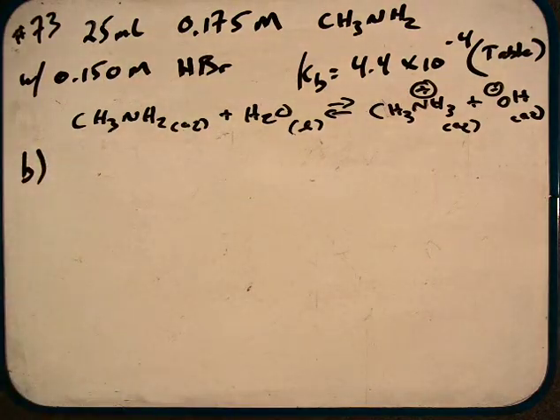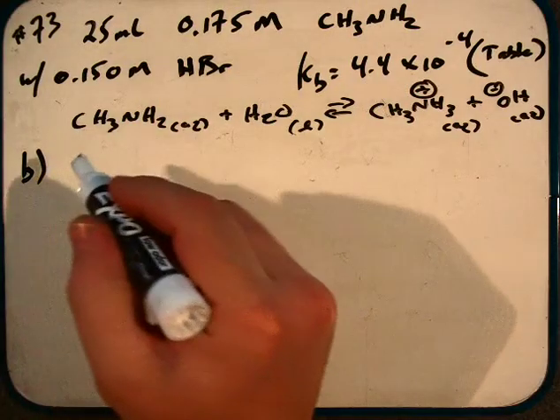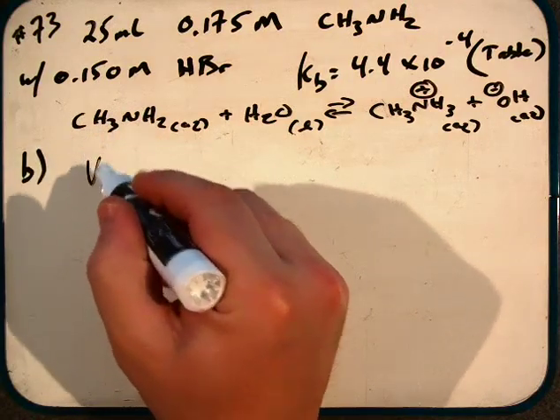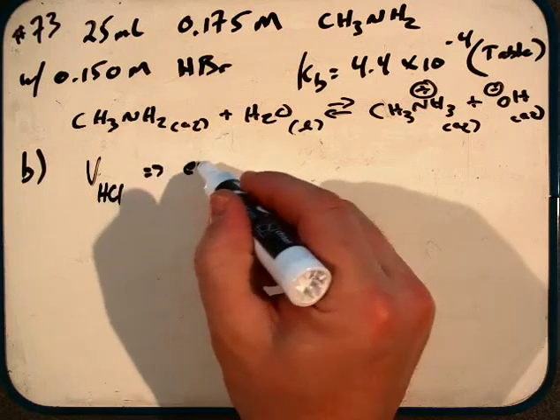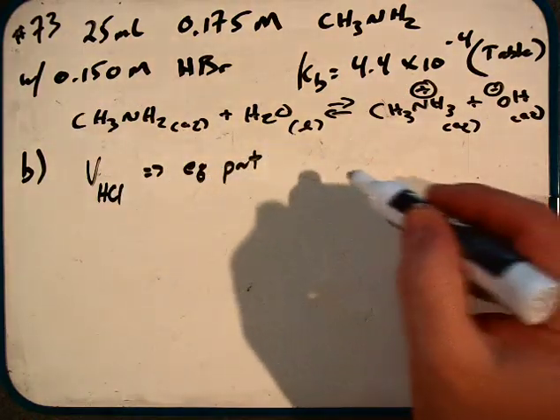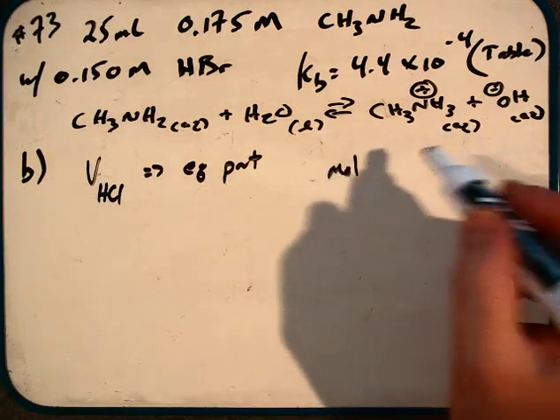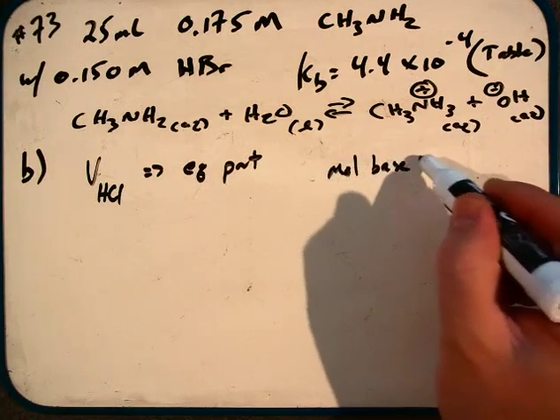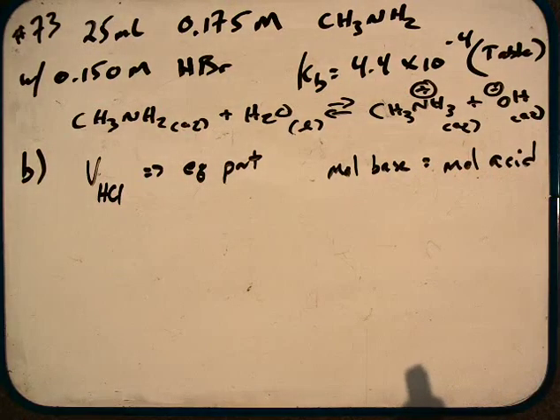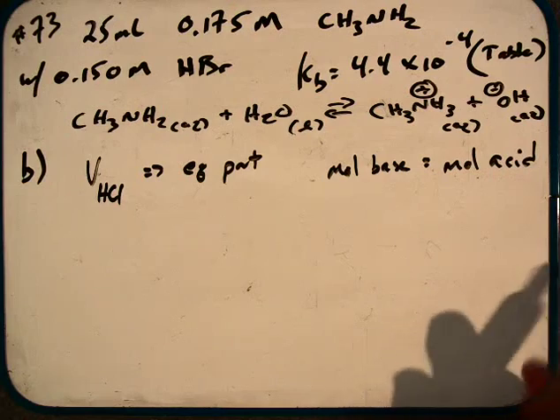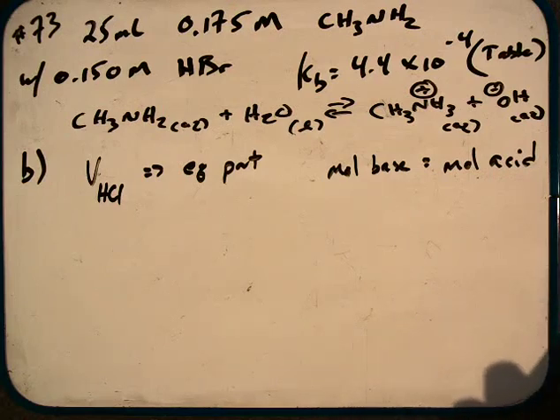Part B asks us about the volume of added acid required to reach the equivalence point. So we're asked, what is the volume of this acid to get to the equivalence point? And remember, that's where moles of our base are going to equal moles of our acid. So we have moles of base and we're titrating that with moles of acid, but at that equivalence point, those two mole values are actually equal.